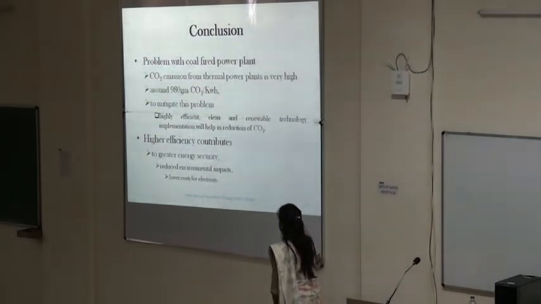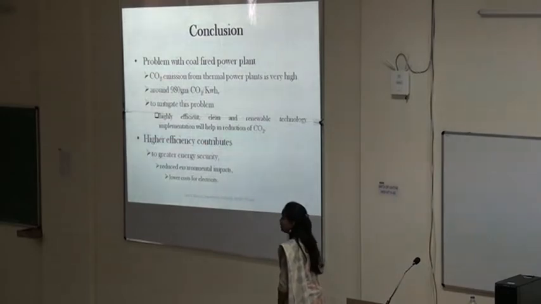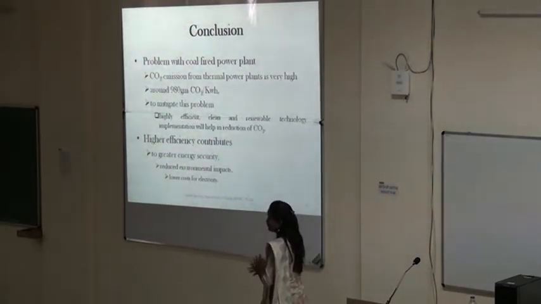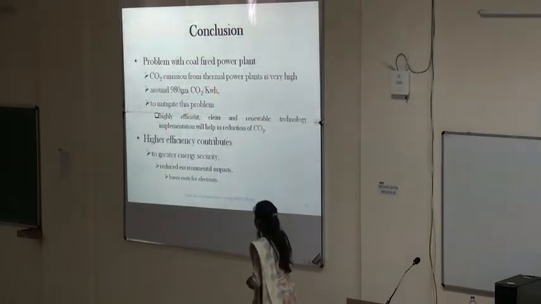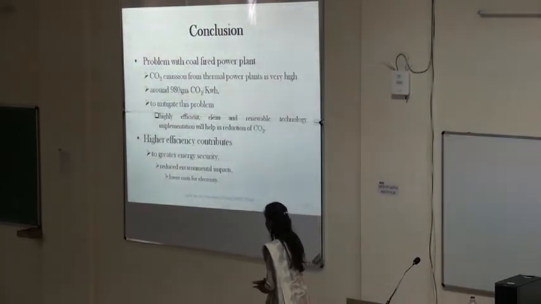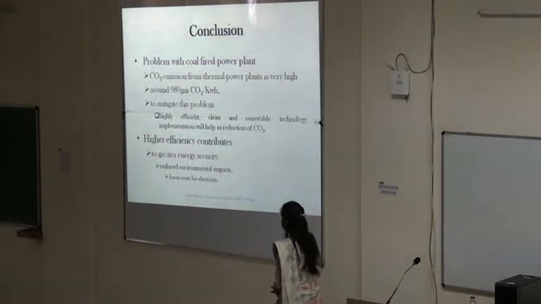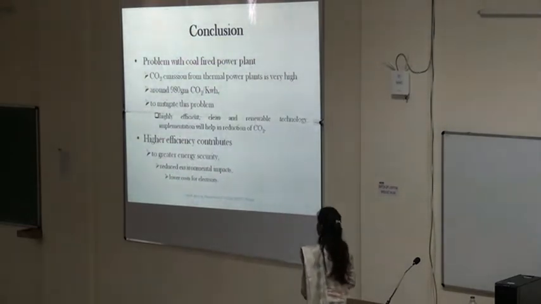My conclusion is that since CO2 emission from thermal power plants is very high, at present about 90 grams of CO2 per kilowatt is being emitted. To mitigate this problem, implementation of high efficiency, cleaner and renewable technologies will help in reducing CO2 emissions. Higher efficiency contributes to greater energy security, reduces environmental impact, and lowers the cost of electricity.